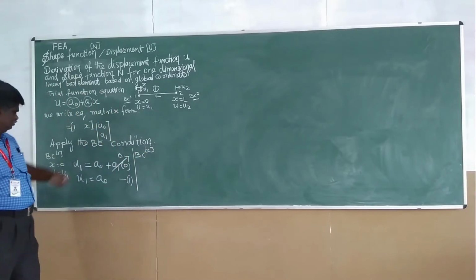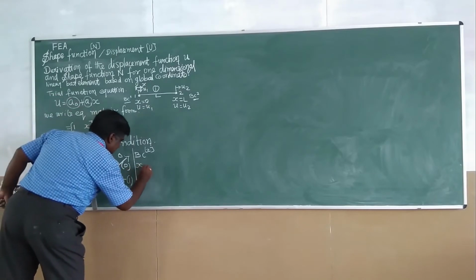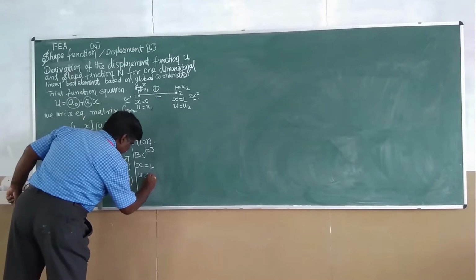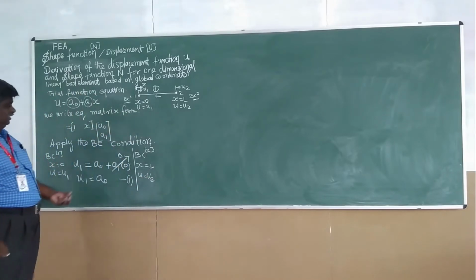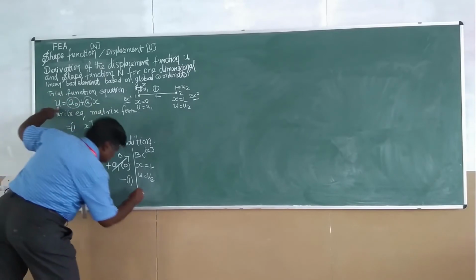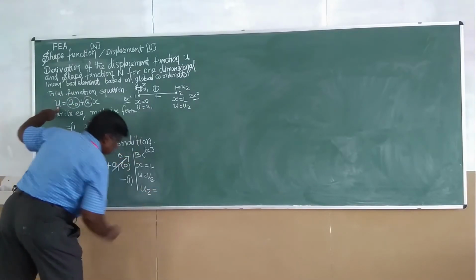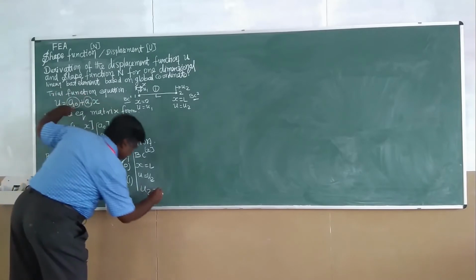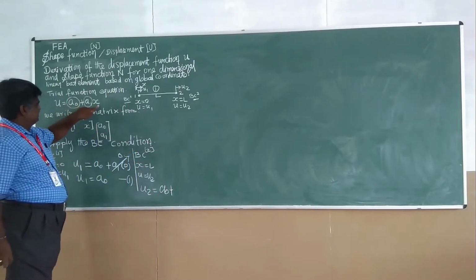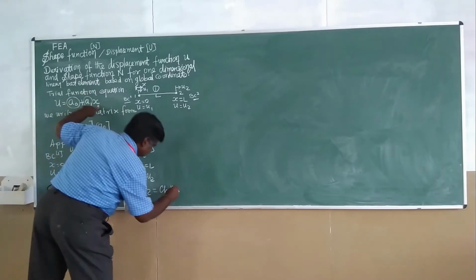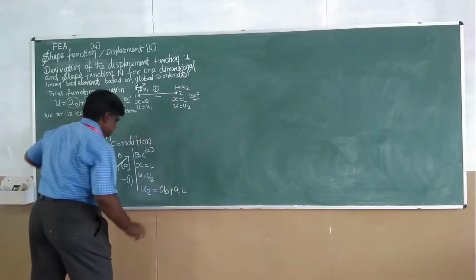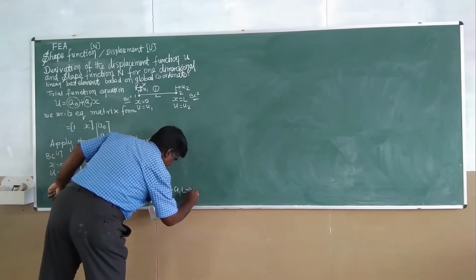What is boundary condition 2? x equal to n, u equal to u2. So apply the boundary condition in the trial function equation: u equal to u2, then a0 same constant, a1 x with x equal to n. So a1 into n. This is equation number 2.